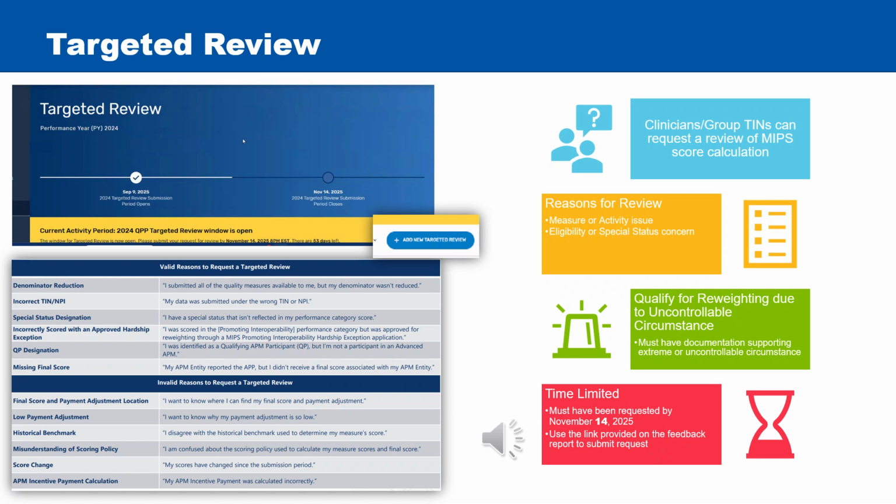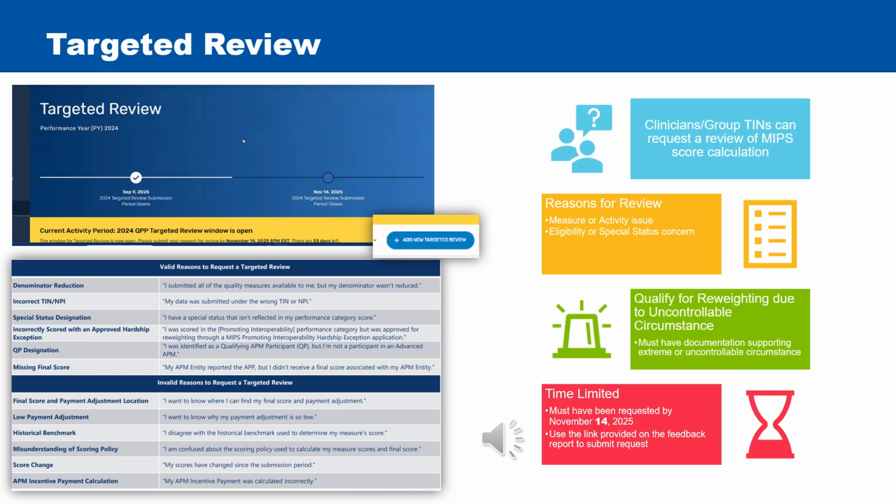The targeted review process is a formal, limited process that allows clinicians, groups, or APM entities to request that CMS review the calculation of their MIPS score and payment adjustment if you believe an error has occurred. As you can see, the current activity period for performance year 2024 is now open, and you can submit your request by clicking the Add New Targeted Review button in the QPP portal until November 14th, 2025. The request can be submitted by clinicians or group taxpayer identification numbers who believe that there is an issue with their MIPS score calculation.